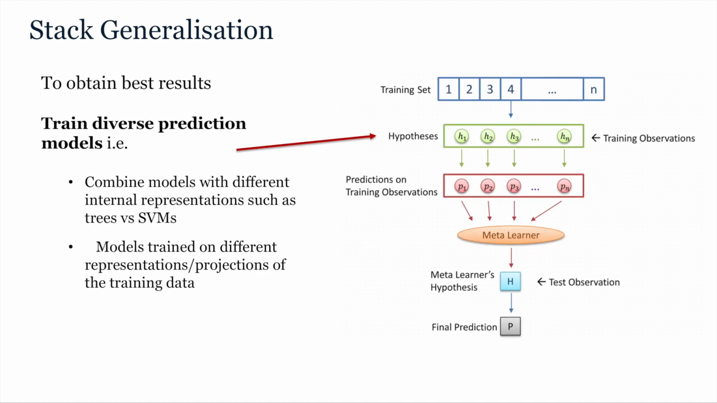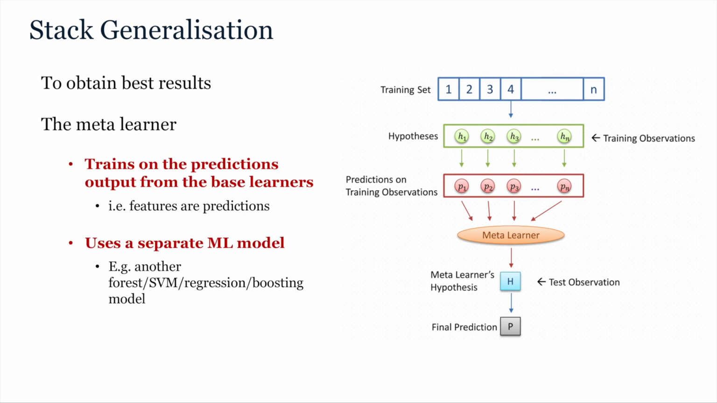So the key is to train as diverse models as possible. For example, at the first stage, train support vector machines and trees or forests or boosting models, all on the same data, or bootstrapped samples from the data, or subsets of the feature space. Then, in the second stage, you take the outputs from those models and you combine them.